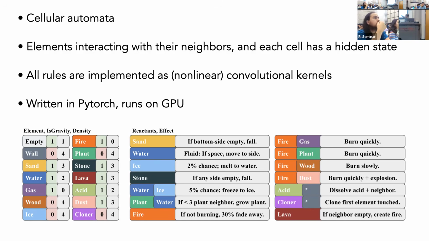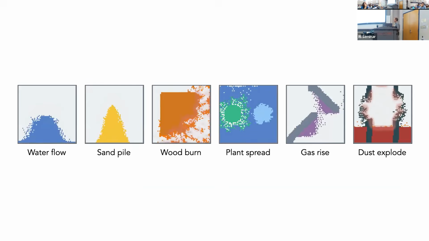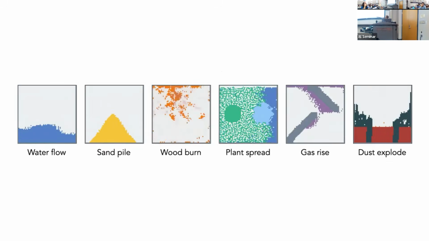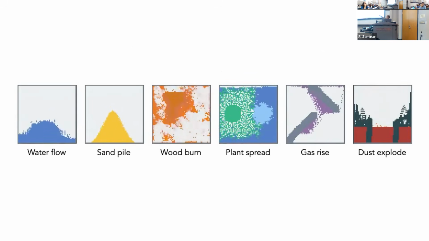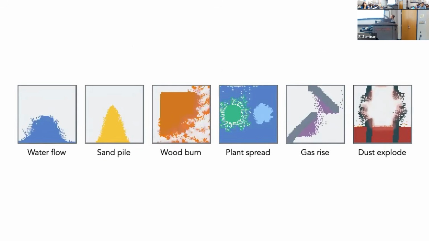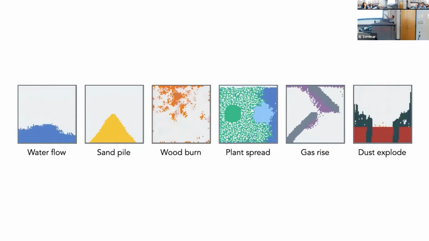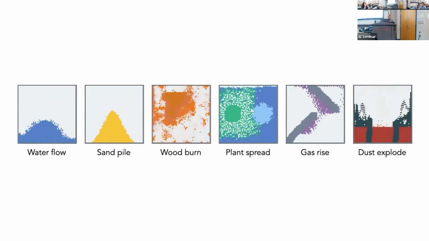So here are some of the rules, like if there's ice, and it touches water, the water might freeze, the ice can melt. And this kind of creates a little physics world that runs on the GPU and is really fast. A few more demos. Okay, water flows, sand piles, wood burns, plants spread out, the ice melts, gas rises, dust explodes when it hits lava or fire.